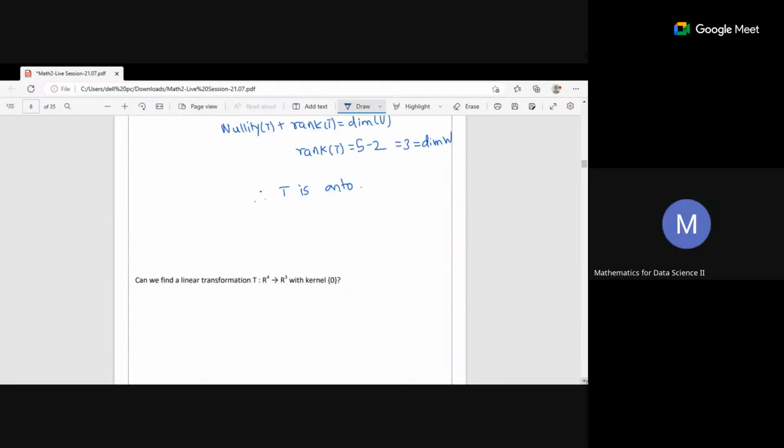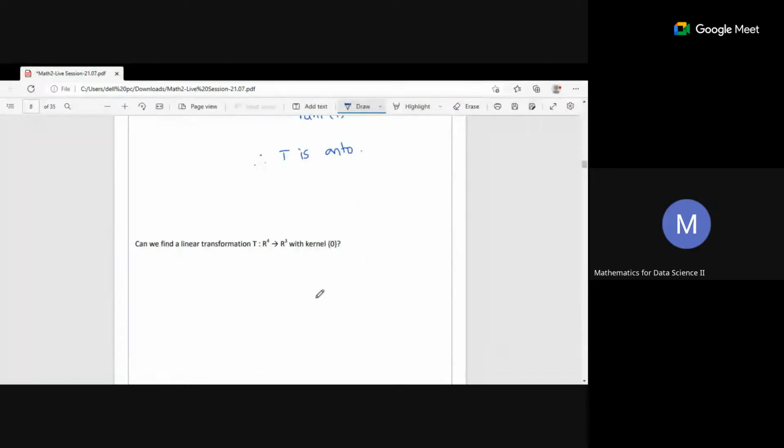Fine. So can we find a linear transformation T from R4 to R3 with kernel 0? Since the kernel is 0, what can you say about the nullity? It's 0. Nullity of T is 0. So if nullity of T is 0, what happens to rank of T? Full rank 4. Yeah. It is the dimension of R4, so it is 4 actually.